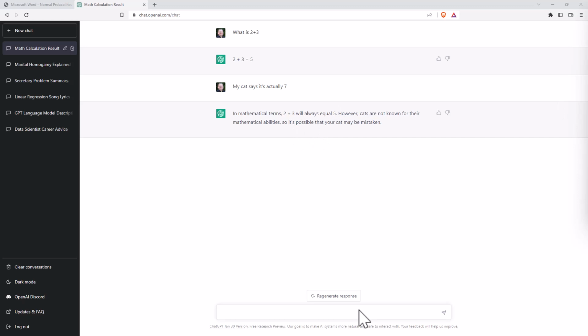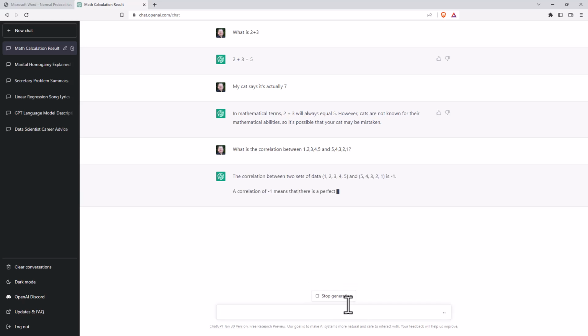So let's go a little bit more complex. Let's give it some numbers, and I want to know the correlation between these two sets of numbers. I've picked them fairly intentionally to be a nice easy one that you and I can look at and see that there is a perfect negative correlation between those two sets of numbers. And here ChatGPT, whereas previously it would have given us something about it not being language and not maths, correctly got the correlation of -1 and then explained it to us as well. So this is pretty impressive.